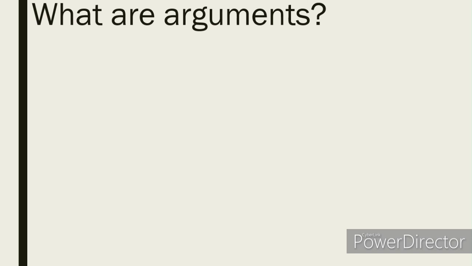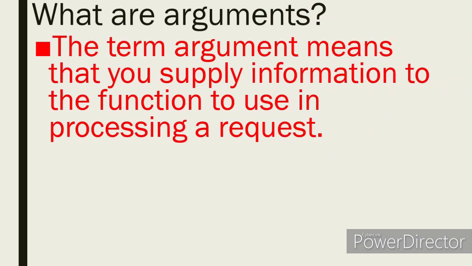The term argument doesn't mean that you're going to have a fight with the function. It means that you supply information to the function to use in processing a request. Perhaps a better word for it would be input, but the term input has been used for so many other purposes that developers decided to use something a bit different. Although the purpose of an argument might not be clear from its name, understanding what it does is relatively straightforward.